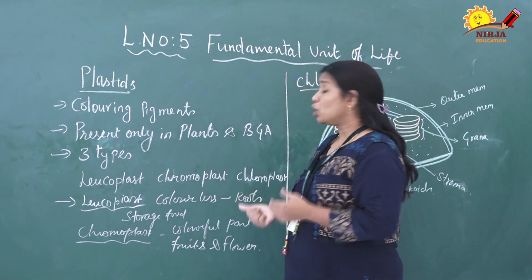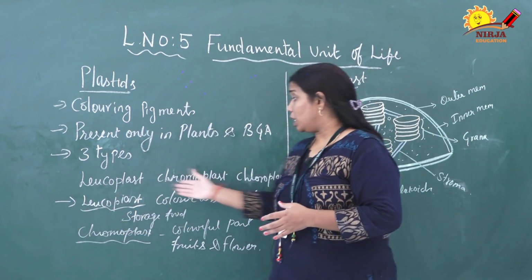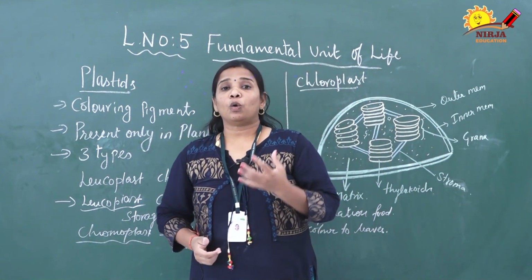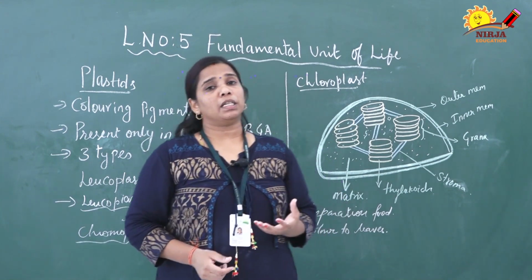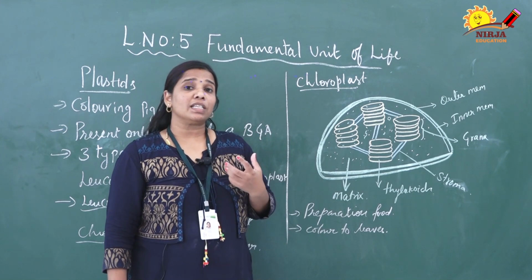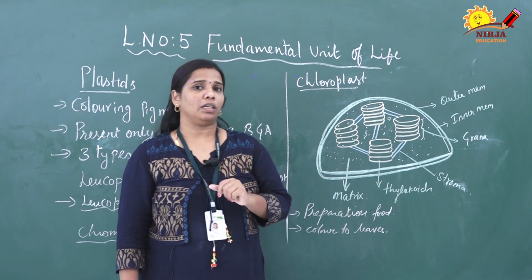The third one is chloroplast. Among these three, the chloroplast is very important because the chloroplast has a pigment called chlorophyll. So this chlorophyll gives the plant its greenish color.